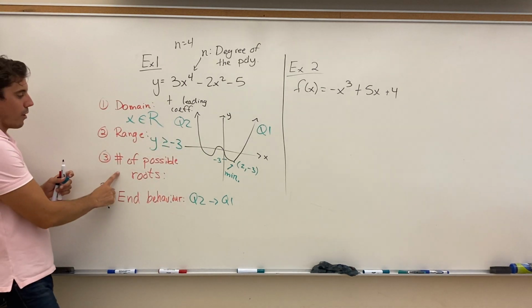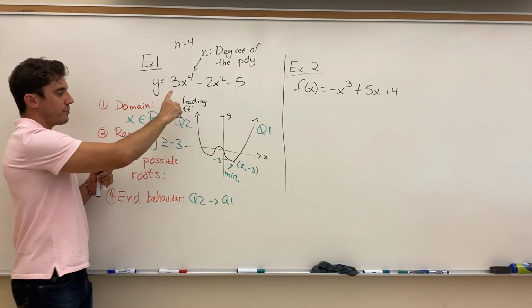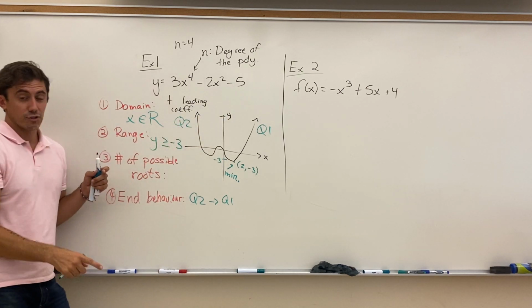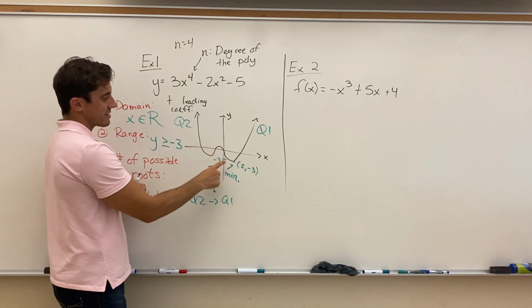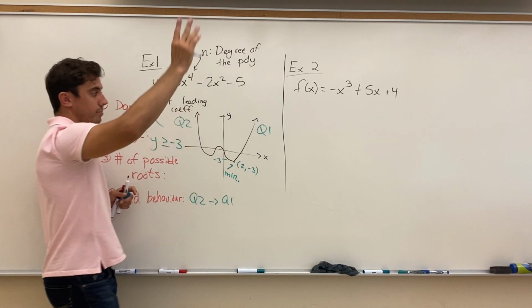And next, the number of possible roots. Well, it's a positive leading coefficient, which means it's going to be opening up. The y-intercept is -5, which means it has to cross the x-axis at least once to get down there, and then at least twice again to end up going back up.